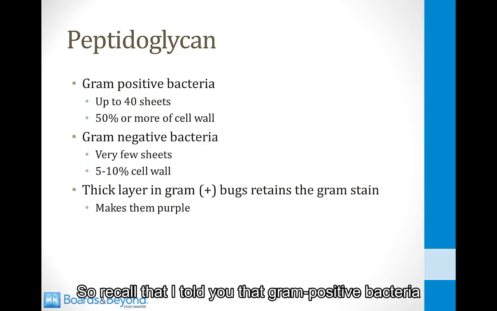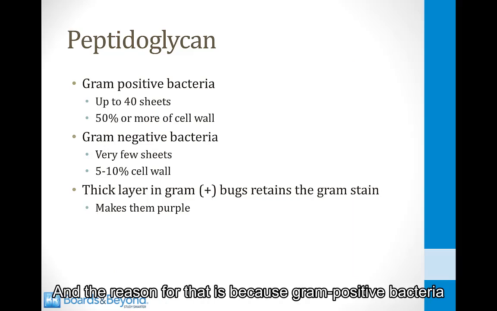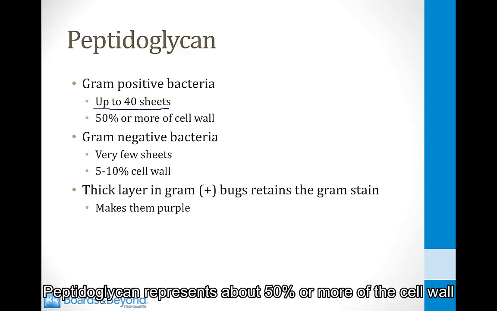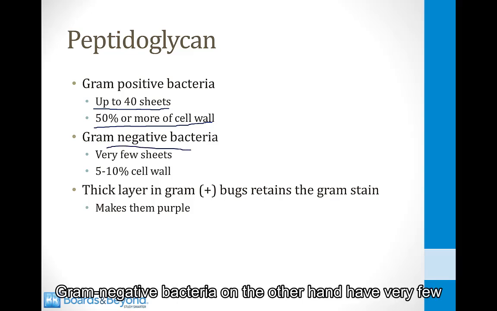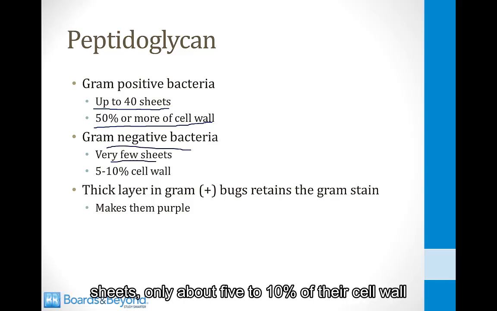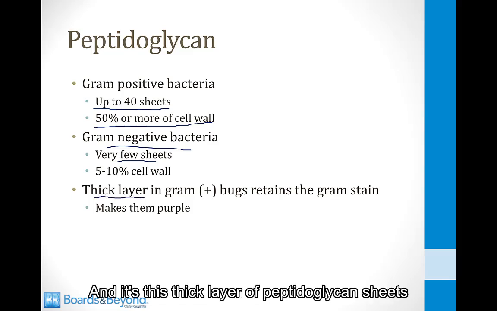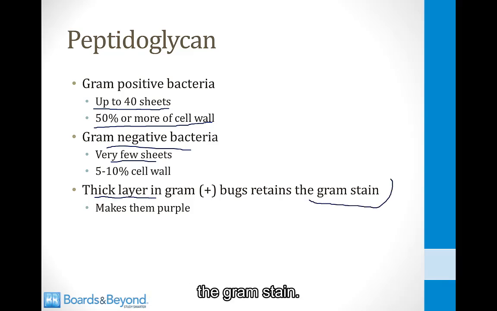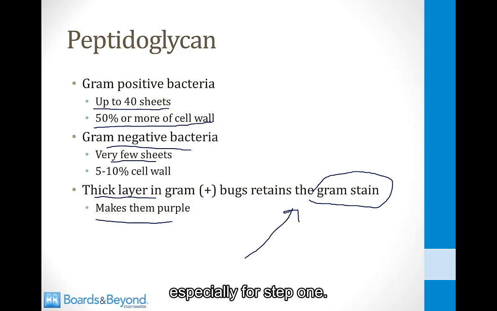So recall that I told you that gram-positive bacteria have much thicker cell walls than gram-negative bacteria. And the reason for that is because gram-positive bacteria have up to 40 sheets of peptidoglycan. Peptidoglycan represents about 50% or more of the cell wall for gram-positive bugs. Gram-negative bacteria, on the other hand, have very few sheets. Only about 5 to 10% of their cell wall is represented by peptidoglycan. And it's this thick layer of peptidoglycan sheets in the gram-positive bugs that allows them to retain the gram stain. And this is what makes them purple. This is a very high-yield concept for you to know, especially for Step 1.